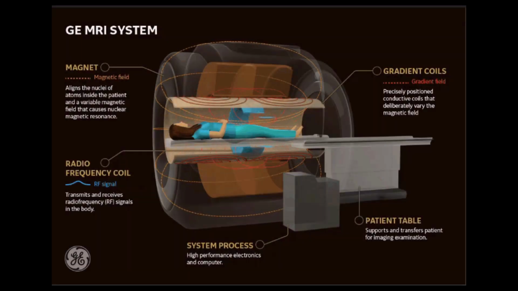Here we have a representation of a GE MRI system. It is a cutaway and shows the patient inside of the main magnet, it also shows the gradient coils and the radio frequency coils.